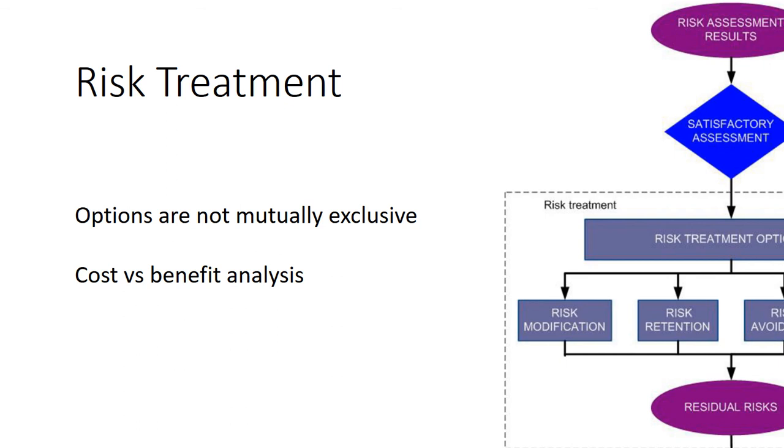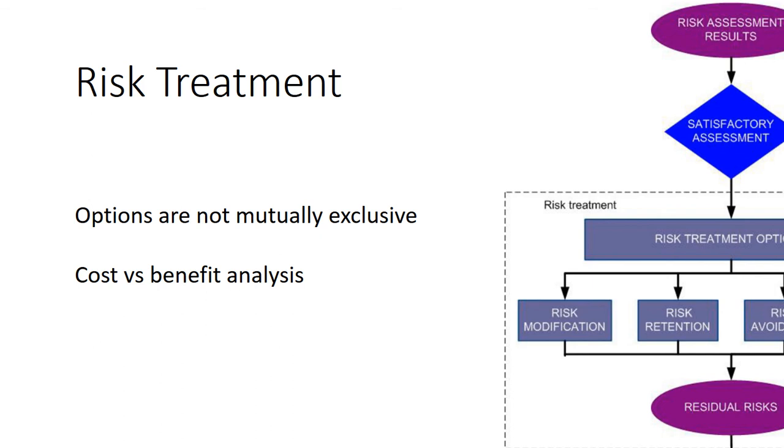Risk treatment plans should describe how assessed risks are to be treated to meet the risk acceptance criteria. This diagram says the same thing: if you are satisfied with the risk assessment, then only you go for the risk treatment. There are four major options available: risk modification, risk retention, risk avoidance, and risk sharing. You can apply one or more than one option at the same time, because they are not mutually exclusive.